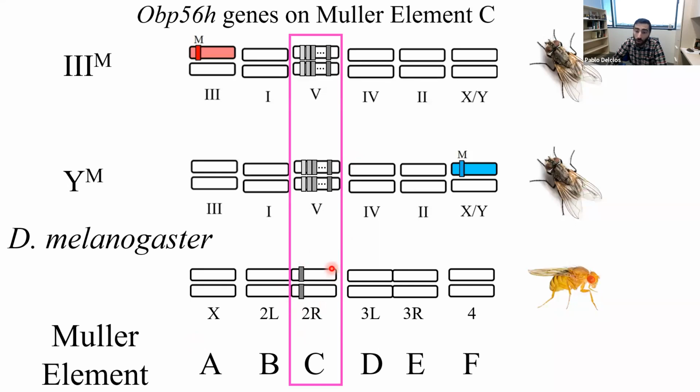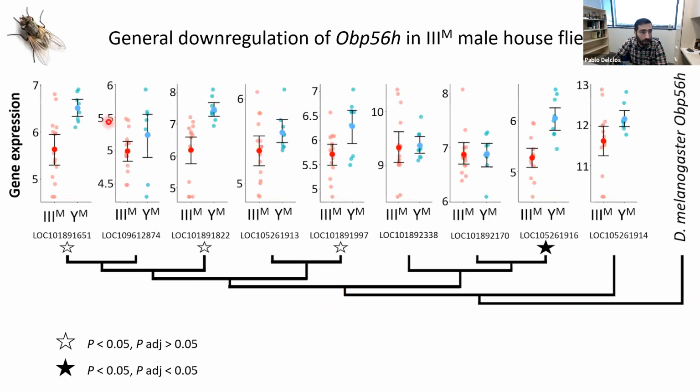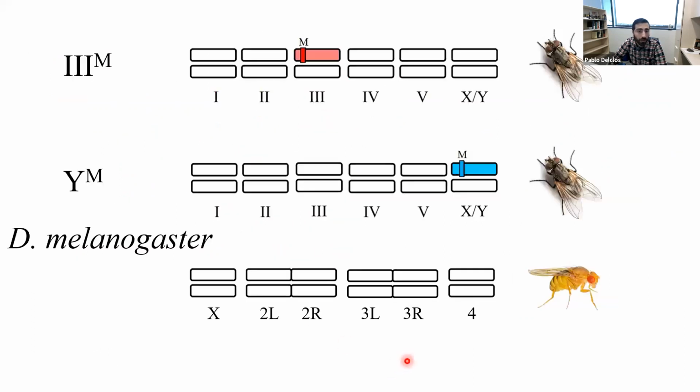So in Drosophila, this corresponds to the single copy of the gene that's found on the right arm of chromosome 2, whereas houseflies actually have multiple copies of this gene on chromosome 5. And in case you're wondering, most of these copies of the gene exhibit the same expression pattern. Sorry, I won't show this figure too long for the sake of time, but basically we found that a good proportion of these different copies of OBP56H are actually behaving similarly, with lower overall expression in 3M males in all but just a couple of cases.